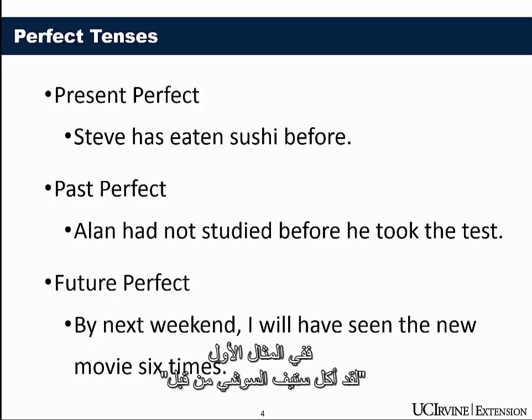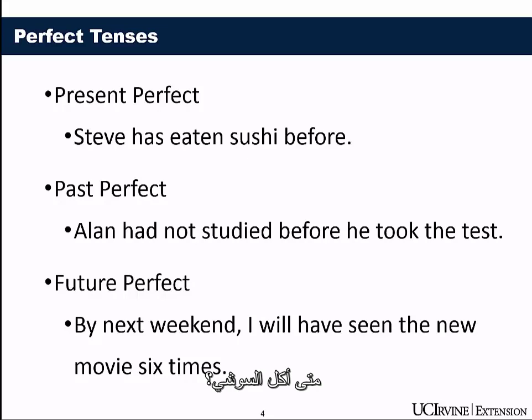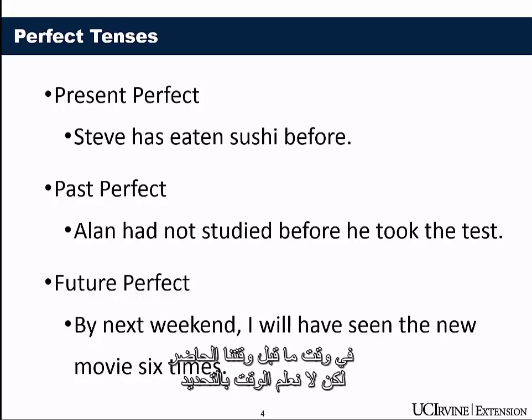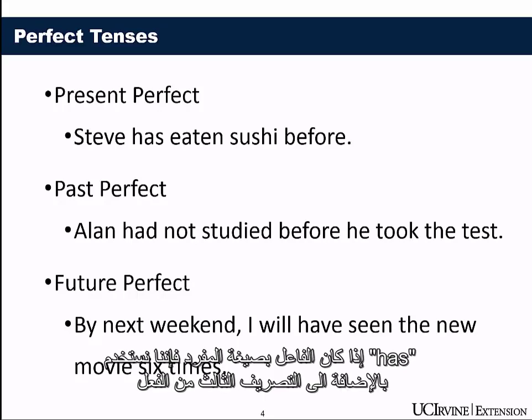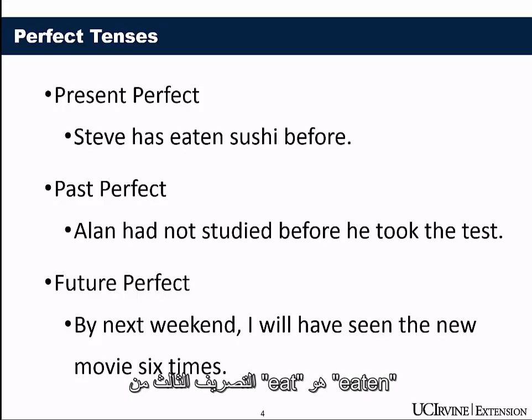So in the first example, Steve has eaten sushi before. When did he eat sushi? It was sometime before now, but we don't know when. To make the present perfect, we need two parts of the verb. We need the present tense of have, and if it's singular, we use has, and we need a past participle. The past participle of eat is eaten.